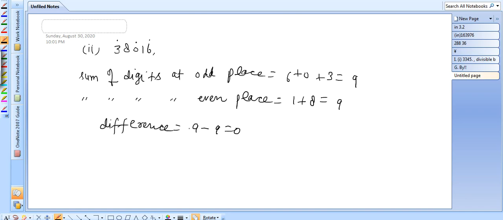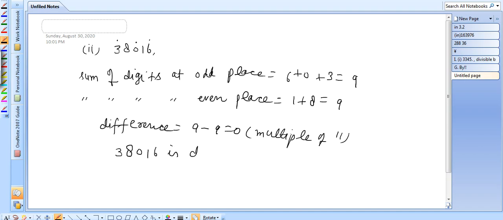And you know that 0 जो है वो 11 से divisible होता है, because 0 is divisible by all the natural numbers. So you write multiple of 11. The answer is 38016 is divisible by 11. So this part is finished, note it down.